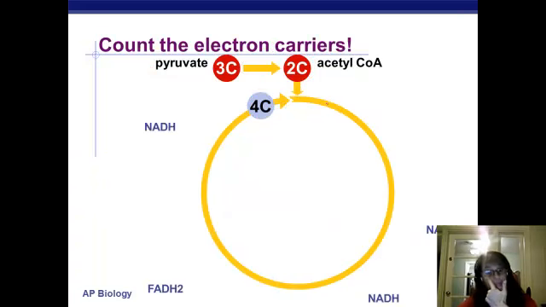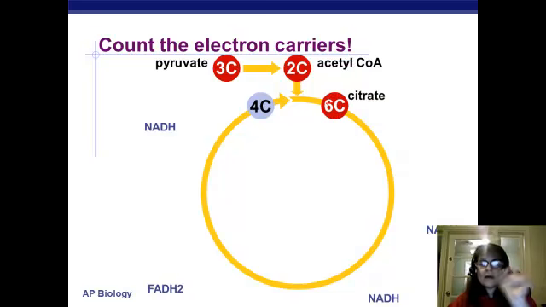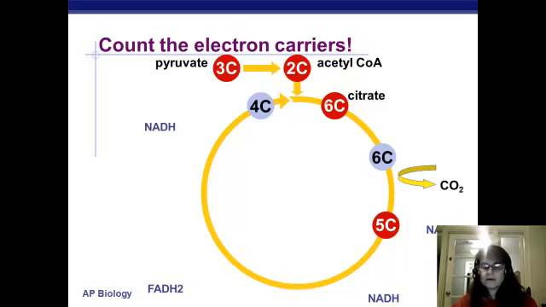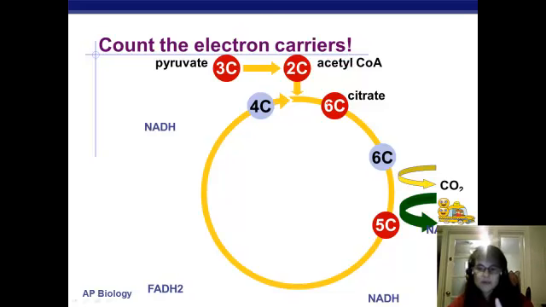Now, here is what is really significant about the Krebs cycle, okay? We are going to make something called citrate. I don't care. We're going to make some other things. I don't care what they are. We're going to give off CO2. That's relevant because that is where the waste CO2 comes from in the equation that we always see for cell respiration. But this is what I care about right here.